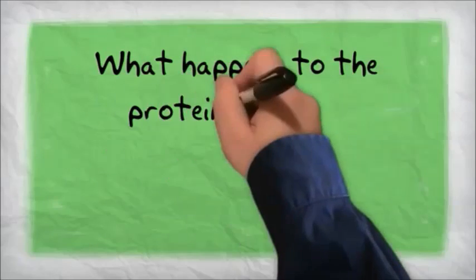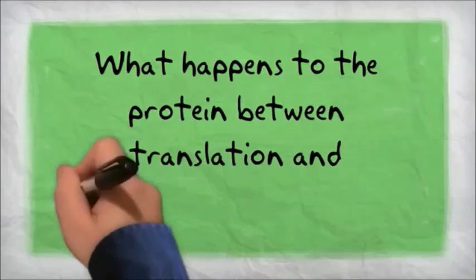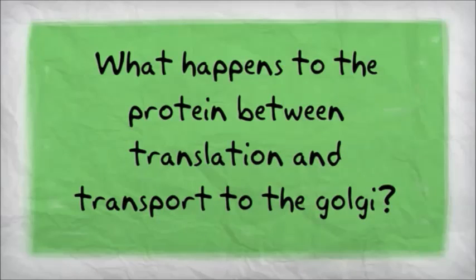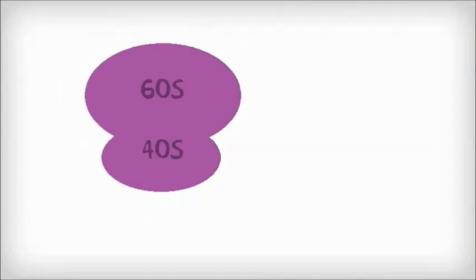This animation is on what happens to a protein between translation and transport to the Golgi. As you are aware, this is a ribosome, consisting of one large and one smaller subunit. The ribosome is the main component of translation, and is the site at which protein synthesis occurs.